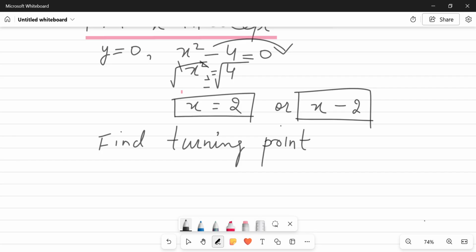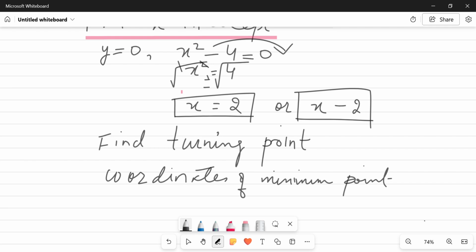So here say the coordinates of the minimum point is equal to 0 and minus 4, right? Because p is equal to 0, I mean the x value is 0, right? And q is minus 4. So minus 4 is the minimum point, the turning point. I'll show you it in the diagram.